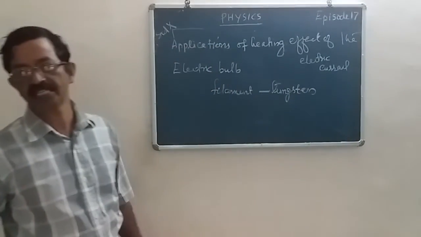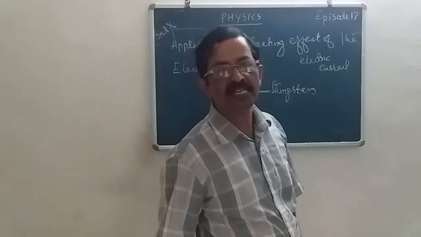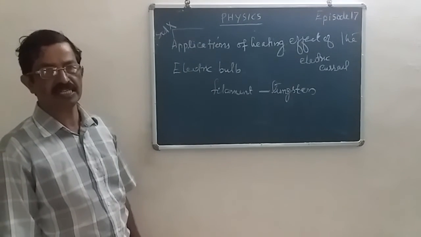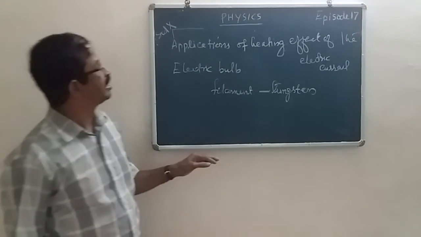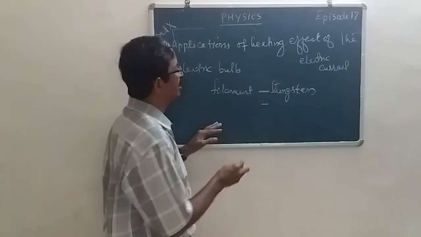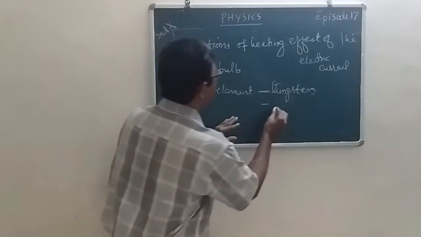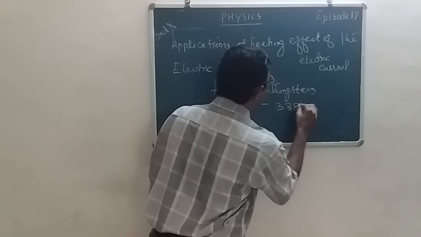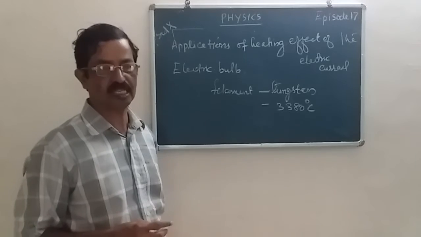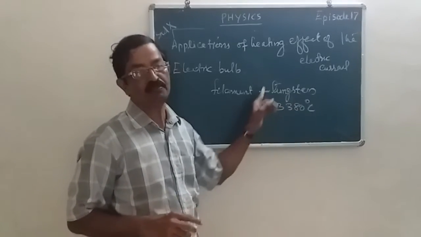In an electric bulb, there is a filament and it is made with the metal tungsten. Its melting point is very high, above 3000 degrees Celsius. That means 3380 degrees Celsius is the melting point of this tungsten. That means it will melt only at this temperature.